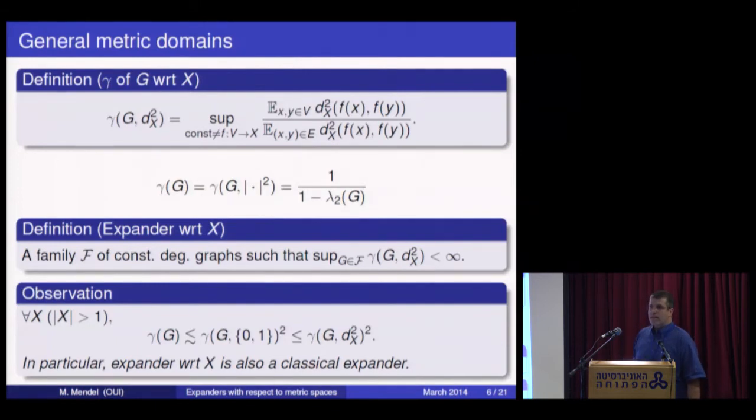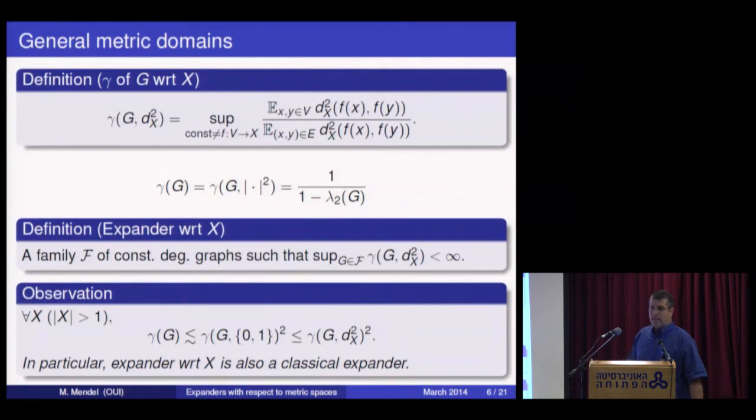So let's define the notion of gamma. Gamma with respect to a metric space X, here X is an abstract metric space, would be the supremum over all mappings of the ratio that we talked about before, the average over all pairs divided by the average over the edges. And now we look at distances squared in this metric space X. And when X is just the line, gamma is, as we saw before, exactly the reciprocal of the spectral gap.